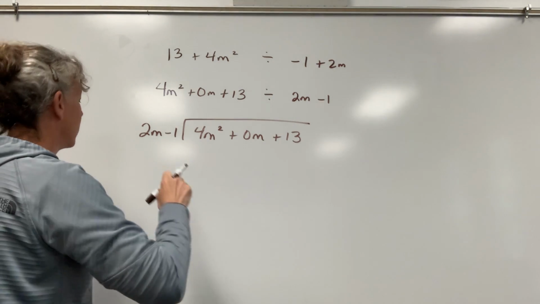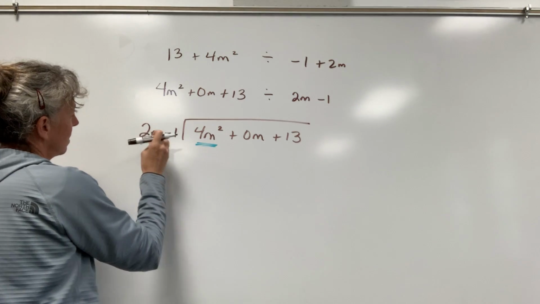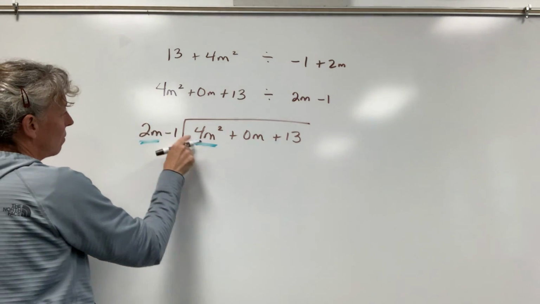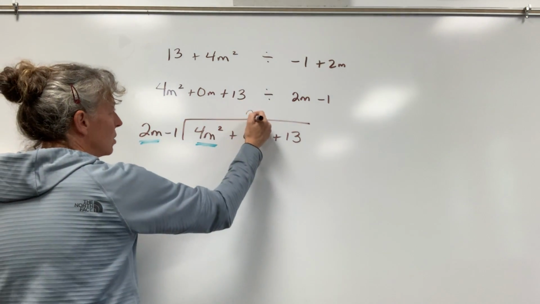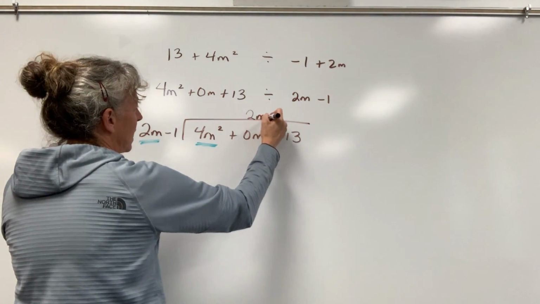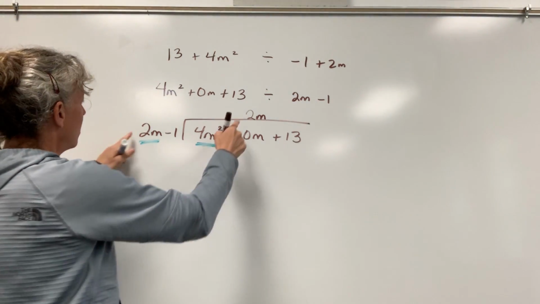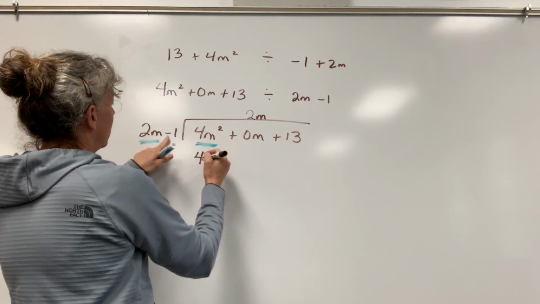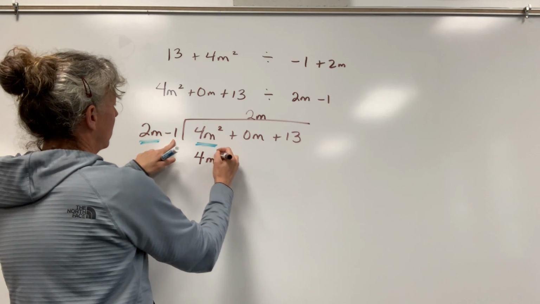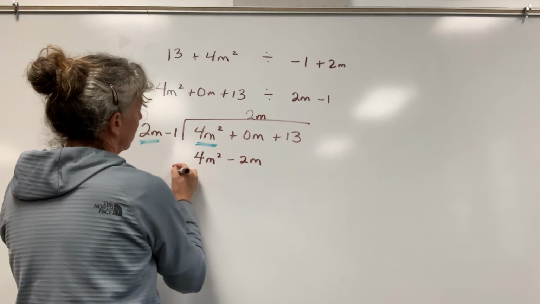Okay, step 1. How do I make this into this? Well, how do I make a 2 into a 4? I multiply it by 2. How do I make an m into an m squared? I multiply it by m. Okay, so that's the term I put there. So 2 times 2 is 4m squared. -1 times 2m is -2m, correct?